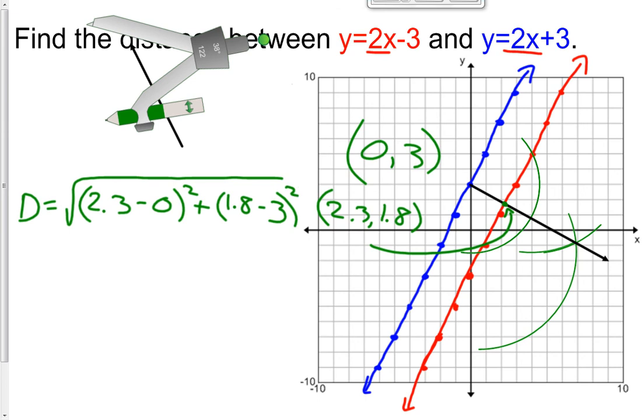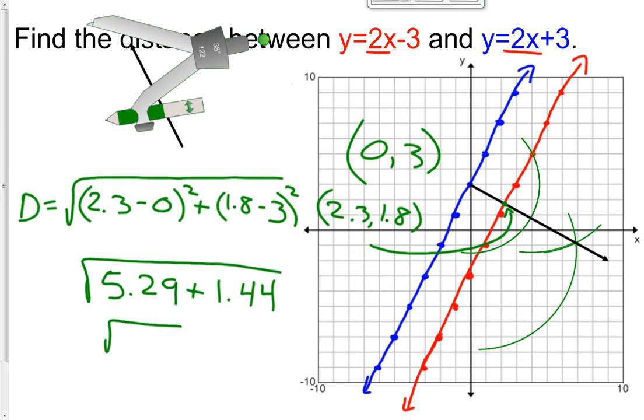As we continue, 2.3 minus 0 is 2.3, and if we square that, we get 5.29. If you take 1.8 minus 3, it's a negative 1.2, and if you square that, you get 1.44. So the distance between the red line and the blue line is the square root of 6.73. And the square root of 6.73 is approximately 2.59. The distance is approximately 2.59 units.